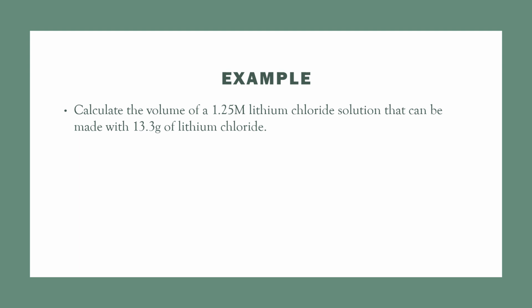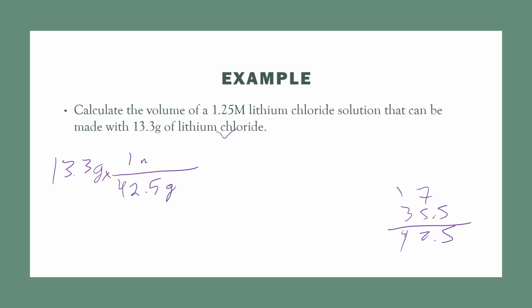Okay, let's do a couple examples with molarity calculations. Calculate the volume of a 1.25 molar lithium chloride solution that can be made with 13.3 grams of lithium chloride. You need the molar mass of lithium chloride. Anytime you see grams, you should convert grams to moles using the molar mass. Let's see, lithium is just about 7, chlorine is 35.5, so that's 42.5 grams per mole of lithium chloride. And you get 0.313 moles of that lithium chloride.